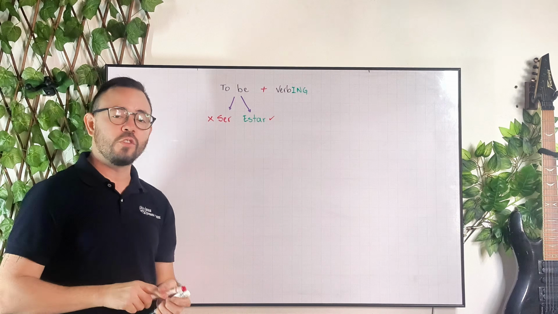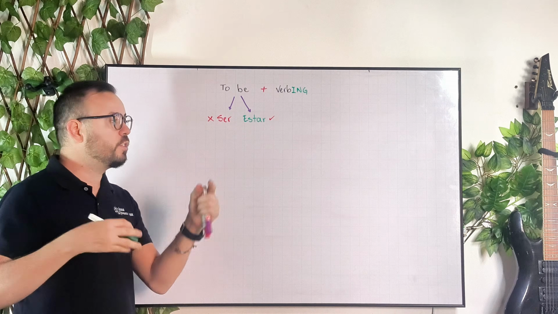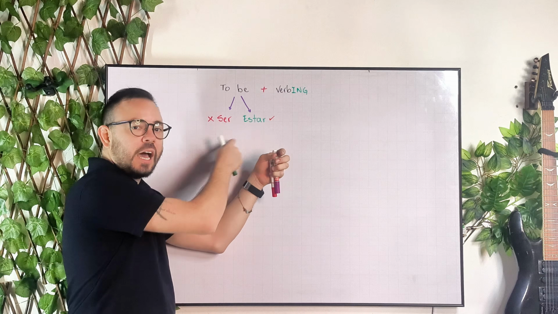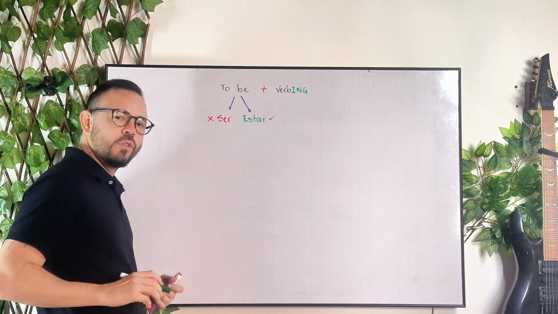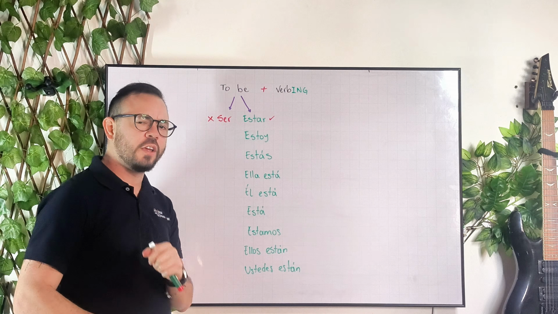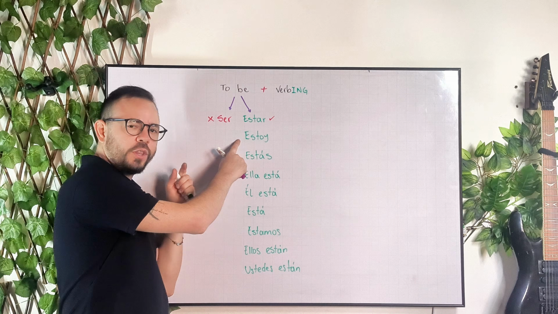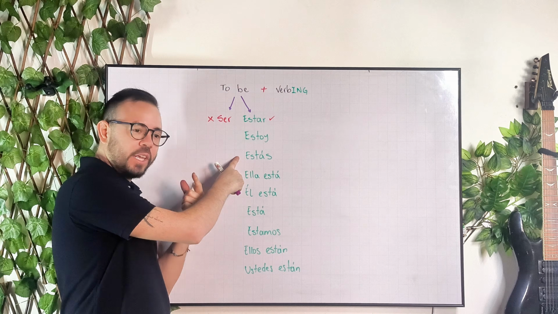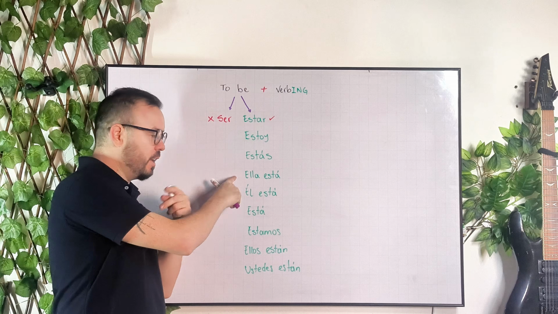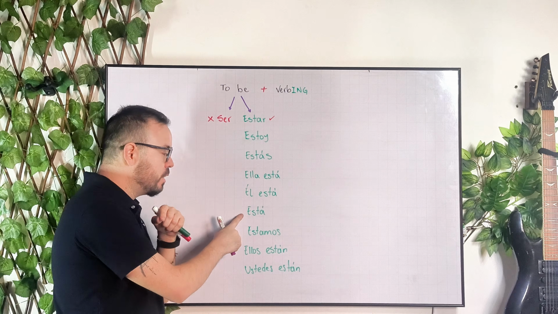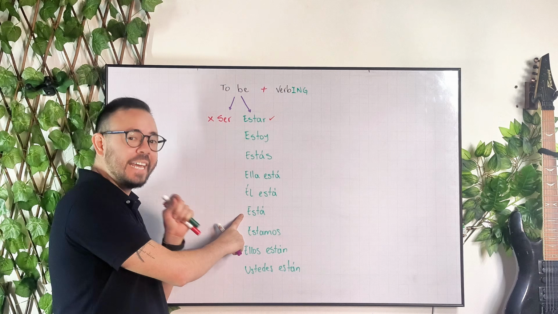So let's start with the conjugations. This thing is called present continuous because we're conjugating the verb estar in present tense, okay? So let me show you the conjugations first. These are the conjugations of the verb estar, right? We have estoy, that means I am. Estás, that means you are. Ella está, she is. Él está, he is. Just está by itself means it is.